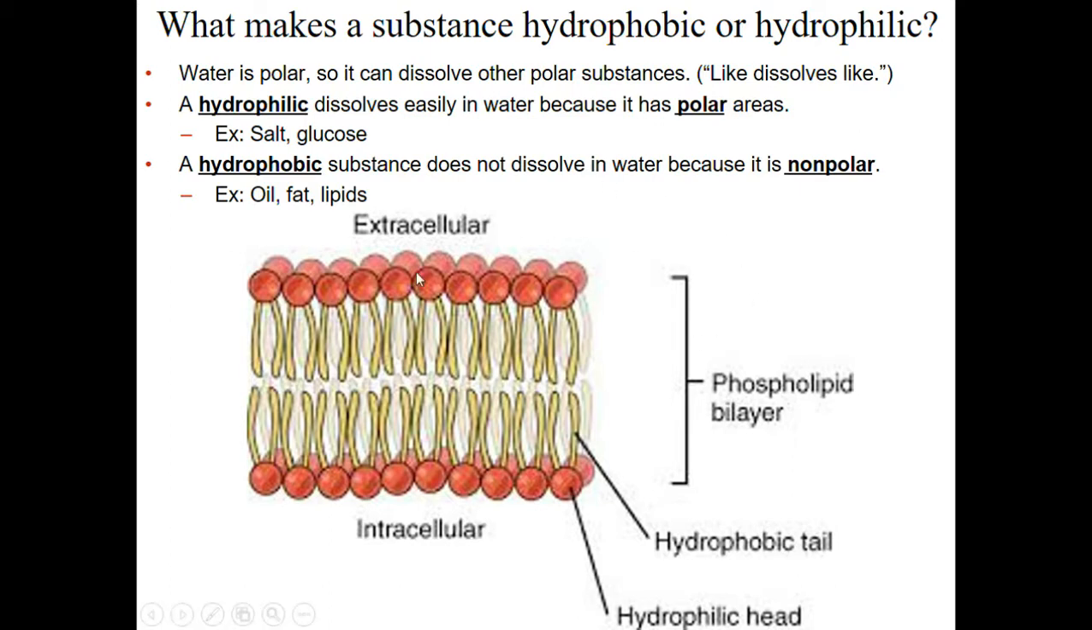And so if we're looking at this, this is considered a cell membrane. We have this inner part that is hydrophobic, so it's made out of oil, fats, and lipids. And then we have the head, the red parts, that are actually hydrophilic, and they like water.